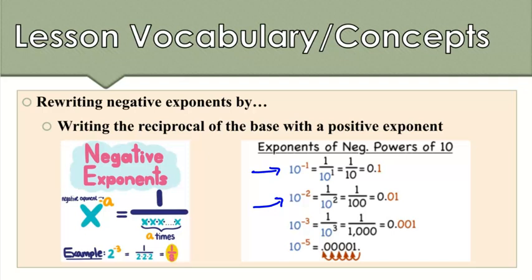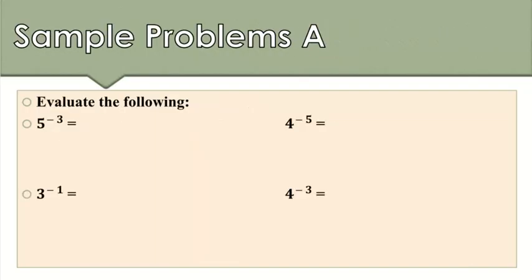So let's take a look at some examples here. Here we want to evaluate the following. So we have 5 to the negative 3 power, so the reciprocal of 5 is 1 over 5. And then we have a positive 3 as my exponent. So if I were to simplify it, this would be 1 over 125.